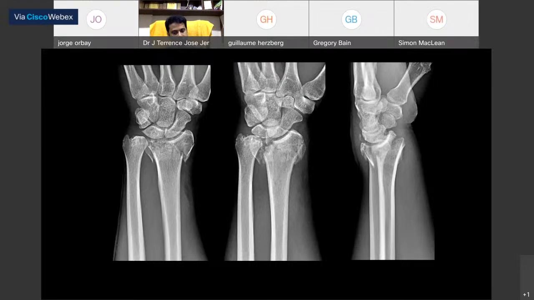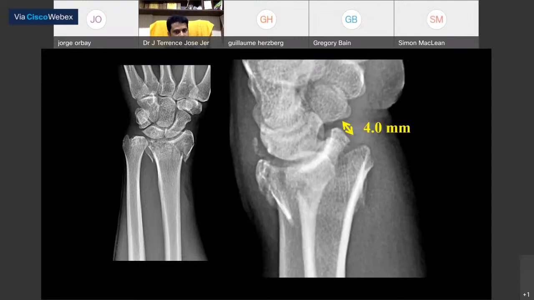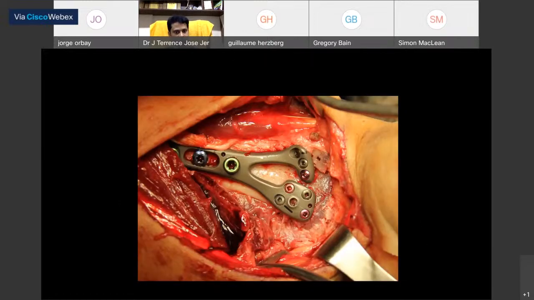This is a dorsally displaced fracture. It's a high energy fracture, but it has a volar marginal fragment. Why? Because if you look at the volar lunate fragment, it's really very short. It's about 4 millimeters long. So this one is going to be a problem. You can identify these fractures preoperatively.